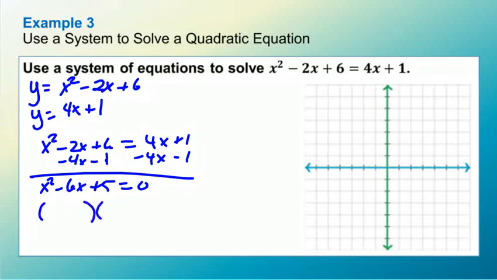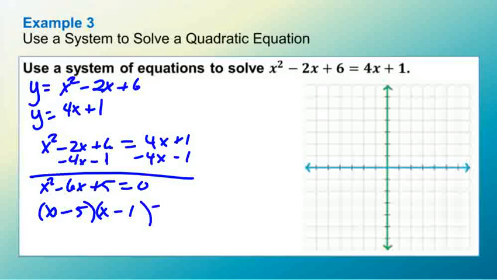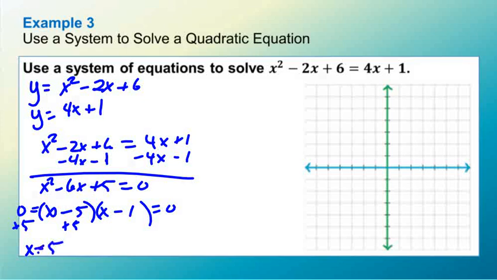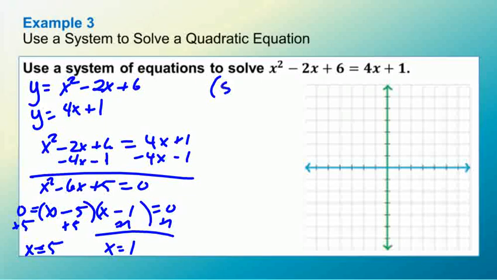And I can factor these. What do I multiply to get 5, but add them together gives me negative 6? This would be a negative 5 and a negative 1. Make each of them equal to 0. And add 5, x would equal 5 here. Add 1 here, x would equal a positive 1. So my ordered pairs would be 5 and 1. And I just have to substitute those numbers in for my equations to solve.